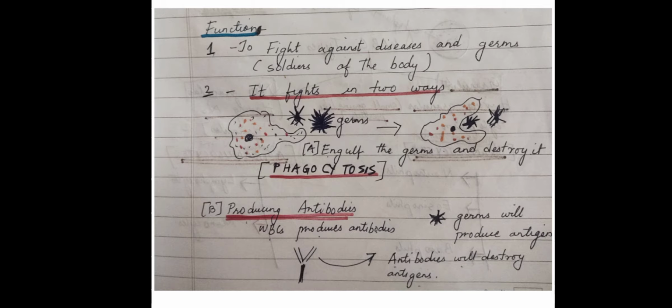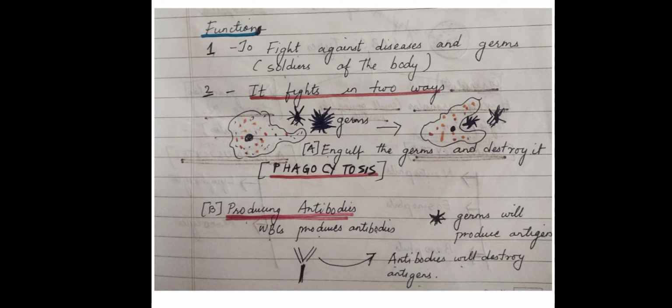The main function of WBCs is to fight against diseases and germs. They have another name: the soldiers of the body. It fights in 2 ways. First one is by engulfing the germs and destroying them, and that process is known as phagocytosis. Once again, as you can see, it will devour it, engulf it, and destroy it.